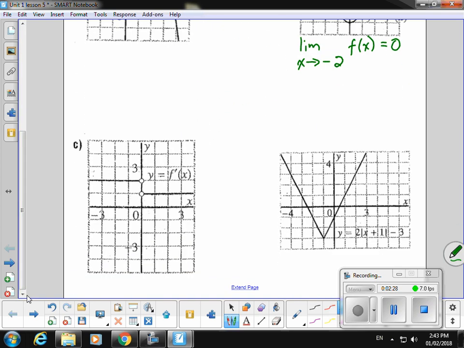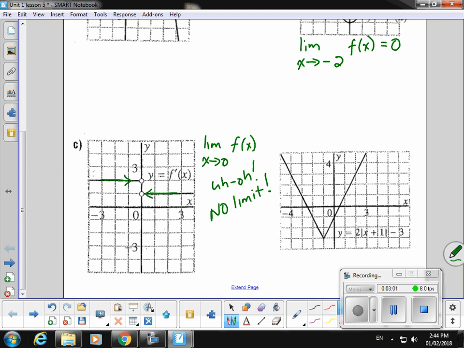This function, a little harder to see, but I want to know what's happening as x value approaches 0. So for my function, I'm getting closer and closer to x equals 0 coming from this way, and I'm getting closer and closer to x equals 0 coming from that way, and we're approaching different values. Uh-oh. There is no limit.